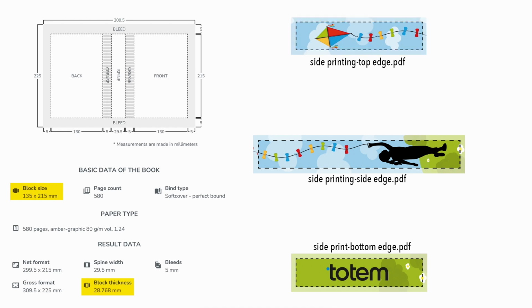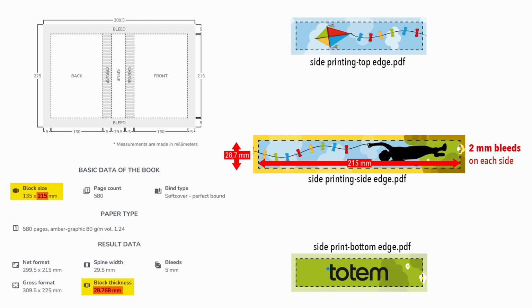We calculate the net print format of the side edge. The height of the block is the print base, that is 215 millimeters. The thickness of the block is the print height of 28.7 millimeters, plus 2 millimeters bleed on each side.